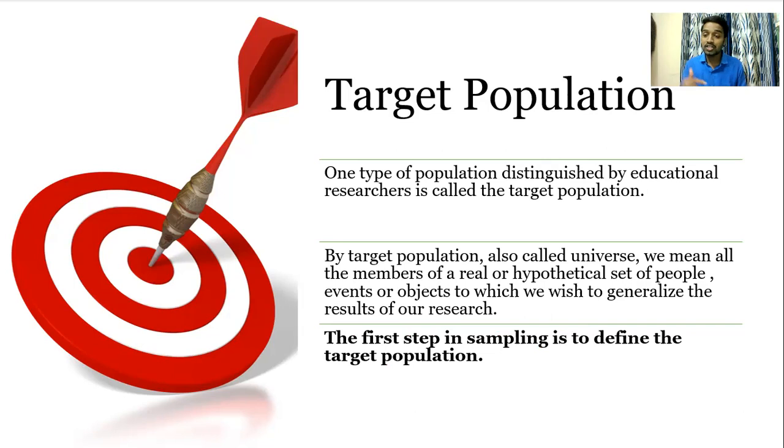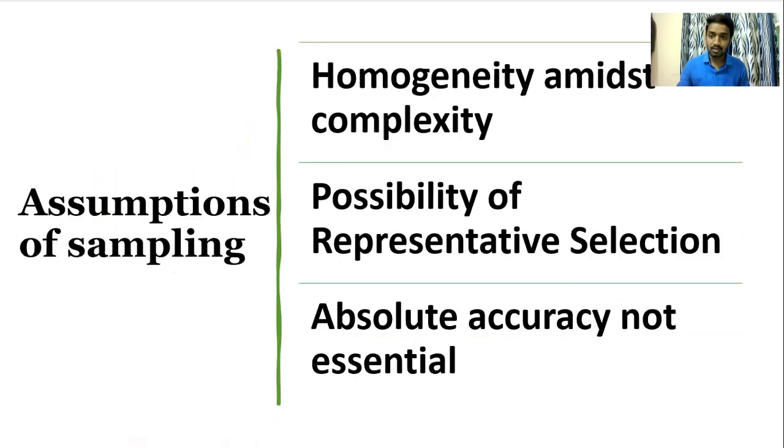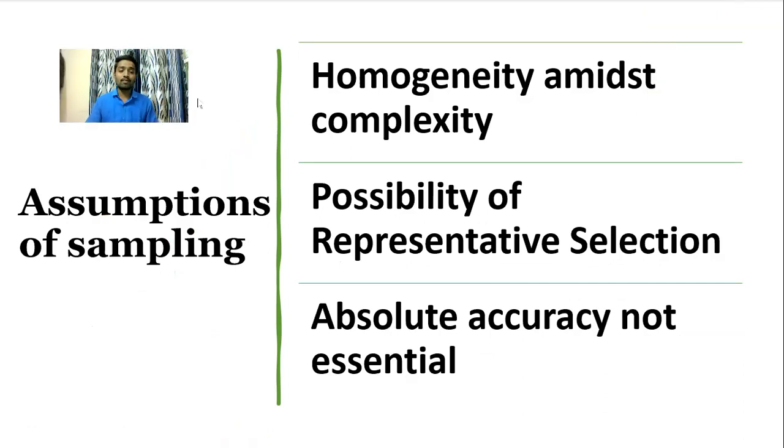So the population is different from a target population. A target population is a type of population distinguished by its characteristics. Those are called the target population. Next we have assumptions of sampling.